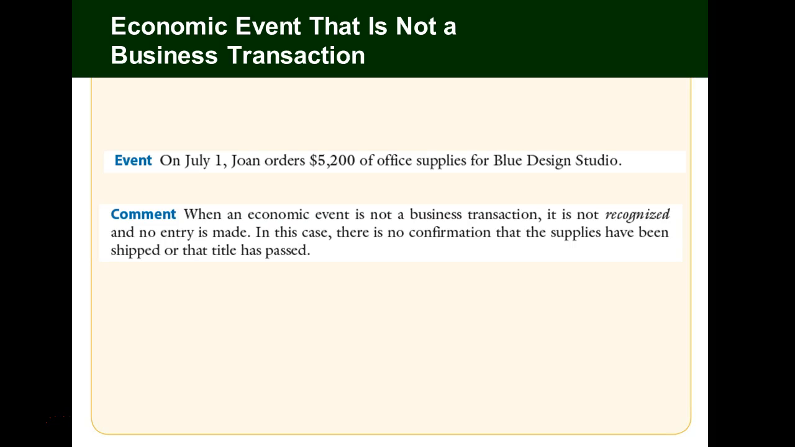But for most of us, when you order, what do you have to do right away? You pay. So if I technically did that through a business, I would have had a business transaction. But you see, Miss Blue here and the company, they're in tight. She can just call an order, but they haven't delivered it yet, and she hasn't received a bill. Okay? So, on July 1st, Joan orders $5,200 of office supplies for Blue Design Studio. When an economic event is not a business transaction, we're not going to recognize it.